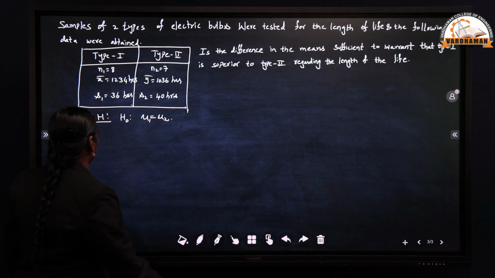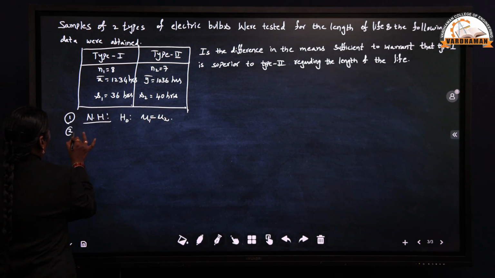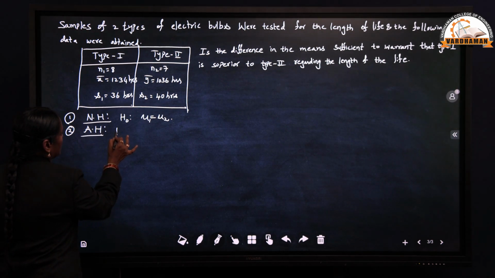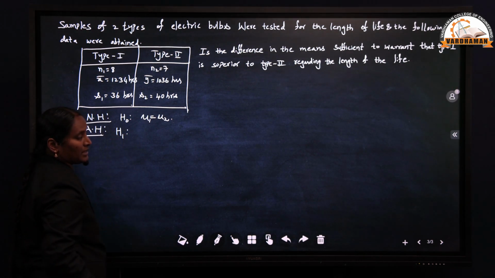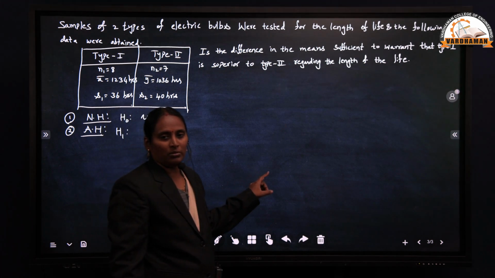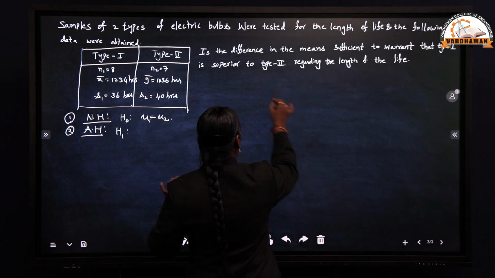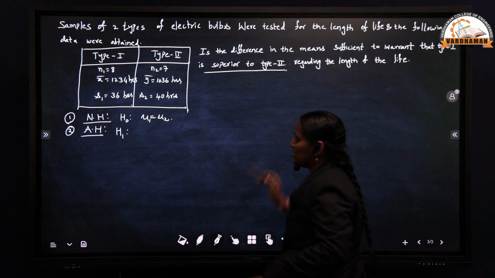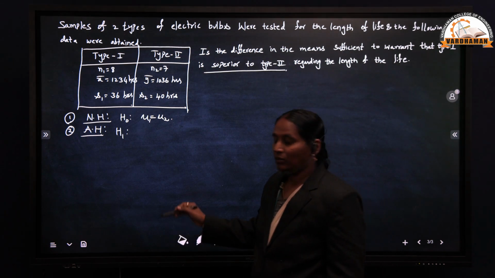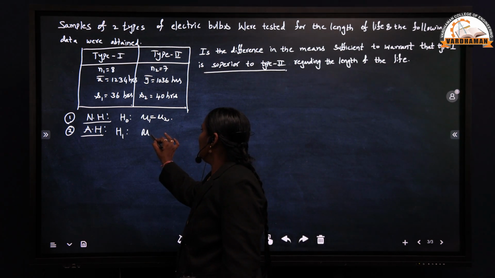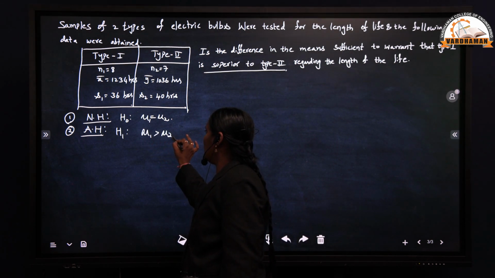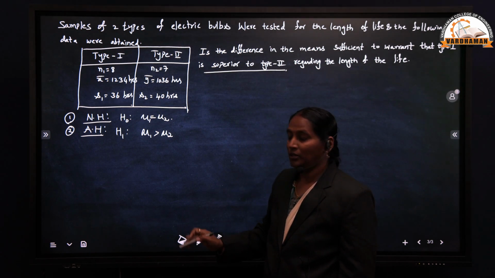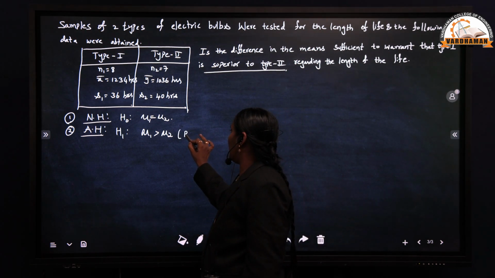Now let us see the second step, the alternative hypothesis. The alternative hypothesis is the statement against the null hypothesis, and we define it as H1. In the given question, type 1 is superior to type 2, so H1 is mu1 greater than mu2. In this case, the type of test will be a right-tail test.